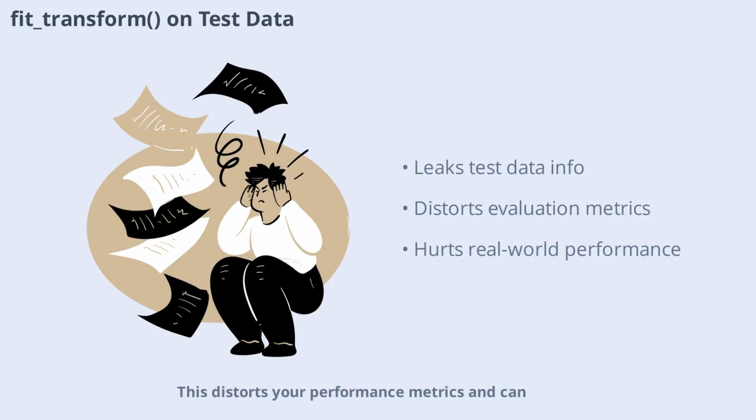This distorts your performance metrics and can cause the model to underperform in production. For example, if the test set contains a few extremely high-value users, fit-transform will rescale the test data using a skewed mean, masking the model's true performance on typical data.